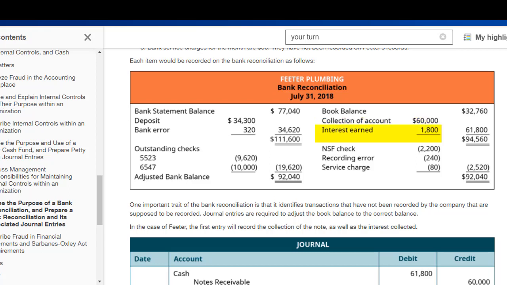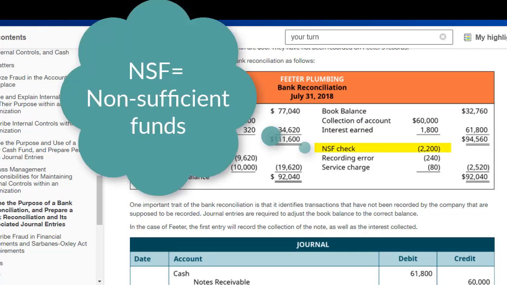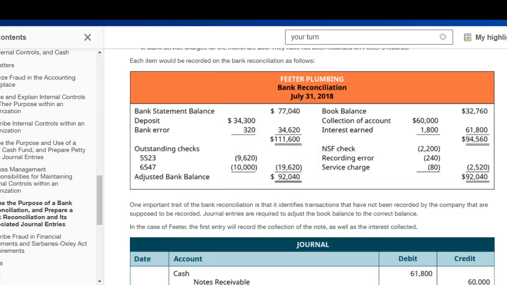Your error. You earned a little bit of interest that the bank paid you. You failed to record it. Your error. It looks like you wrote a check that bounced and the bank hit you with some charges. It looks like there was an additional service charge of $80. You didn't record any of those charges. And finally, there is a generic recording error. I guess yet another error that you made of $240. Well, it seems like you're making an awful lot of errors, or oversights, if you will. And that's not a good thing.